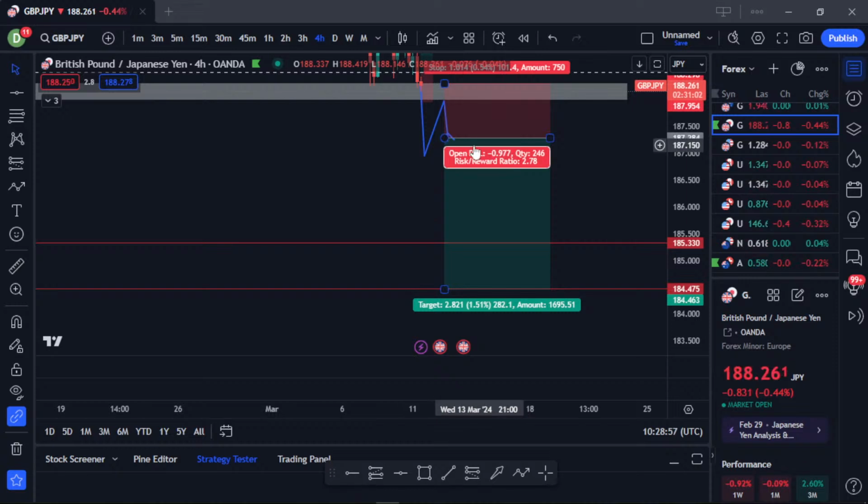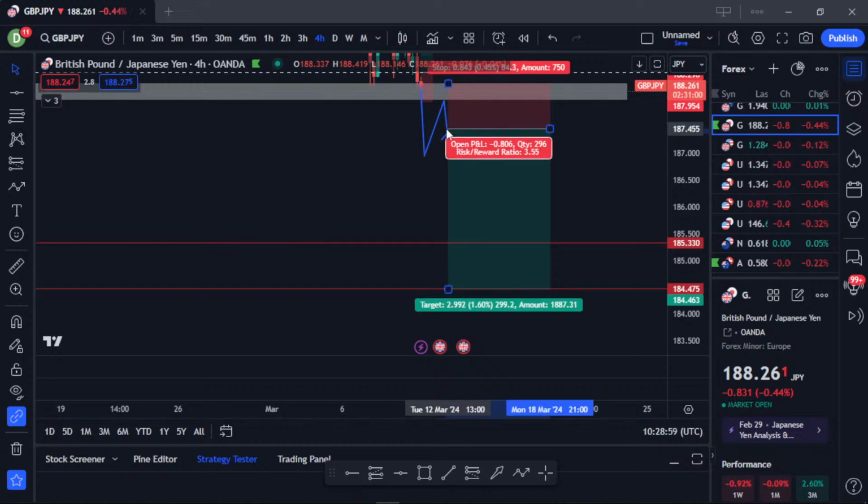So you must not let the rejection get here. Once it gives you the rejection, even around here, you can just get into it immediately, provided that it has come back to retest that 4-hour support area and then gives you a rejection, then you can actually sell it. So now that's simply it on the first pair we have here, GBPJPY.